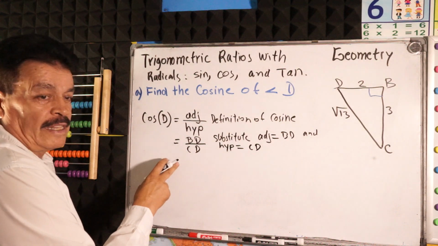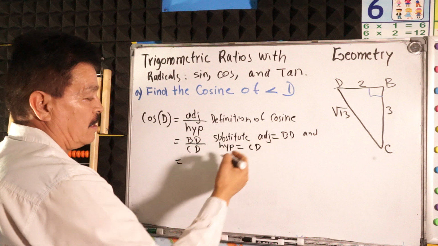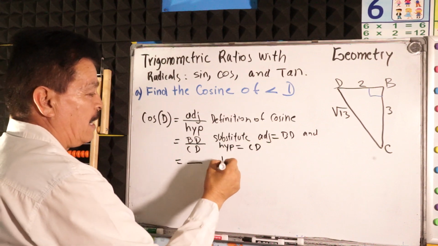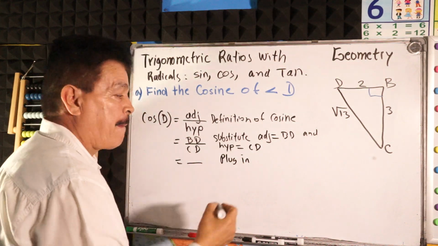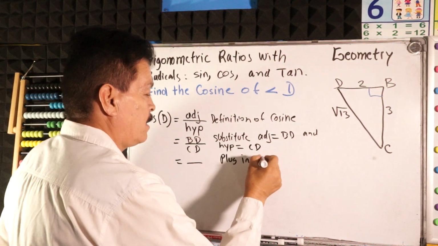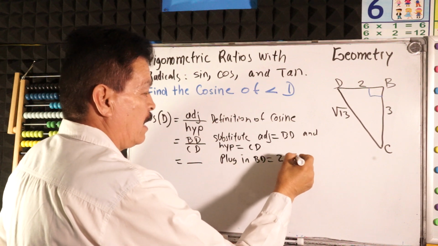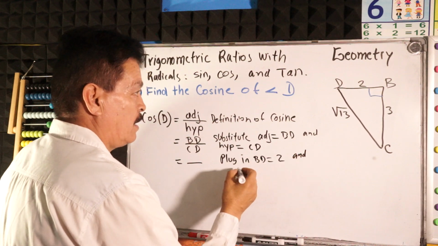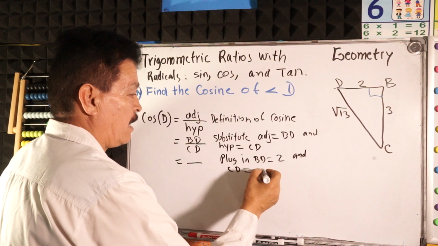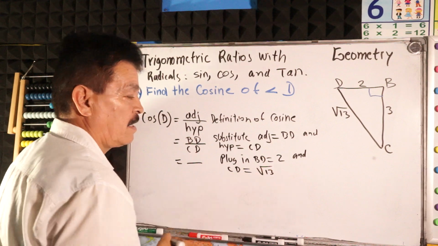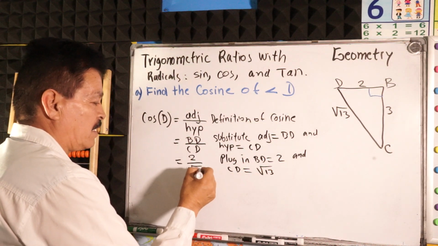Now the next step, just plug in the numbers. Plug in BD equals 2, and CD equals the square root of 13. Okay, so let's do it: 2 over the square root of 13.